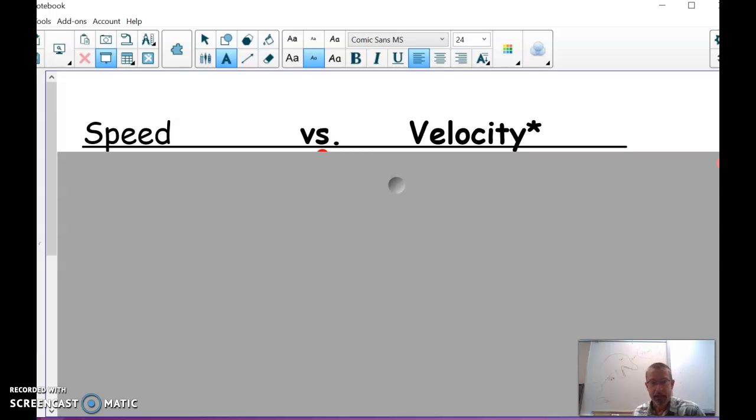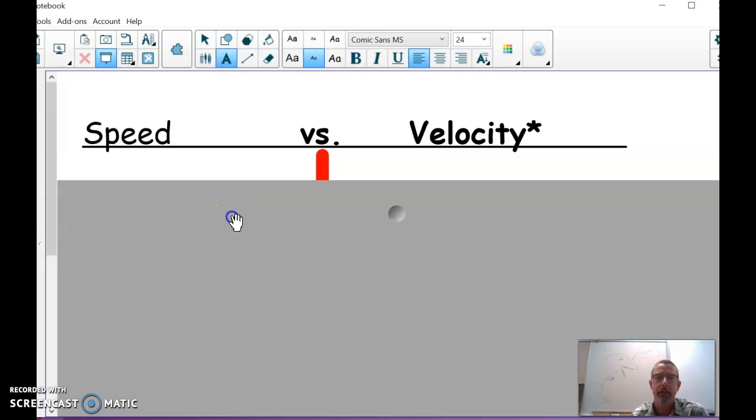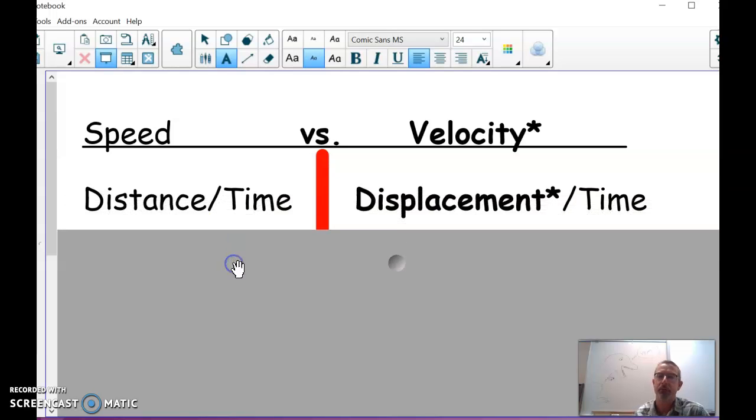I kind of let the cat out of the bag here a little bit, because we're going to be talking about speed versus velocity. And again, we're going to focus on velocity here rather than speed. Just as before, we're going to start building our knowledge here. Speed is going to be a distance divided by time. Velocity is going to be a displacement divided by a time.